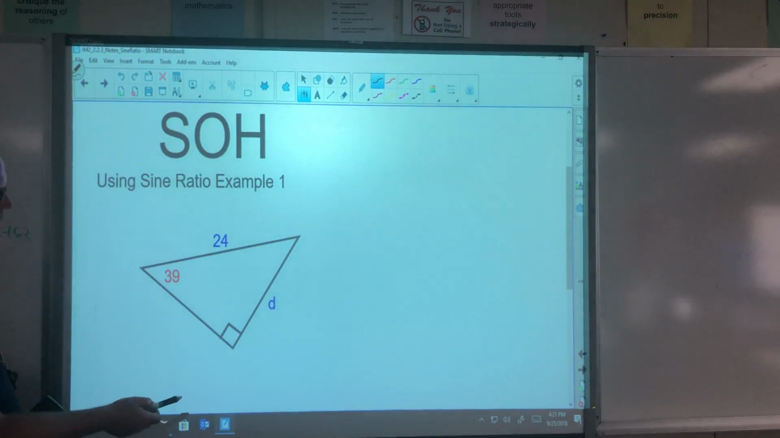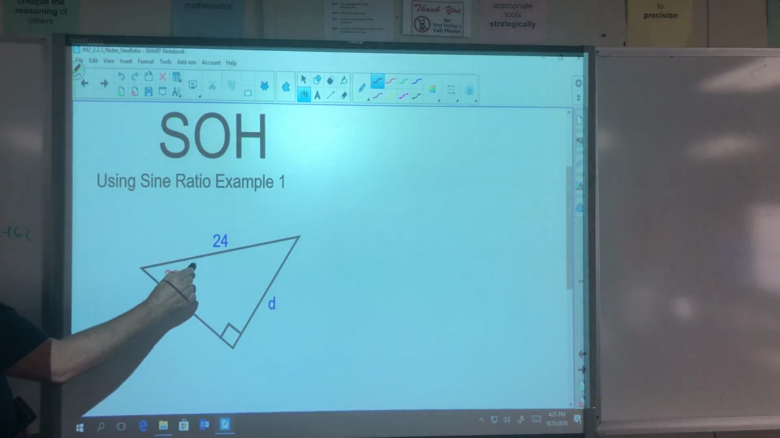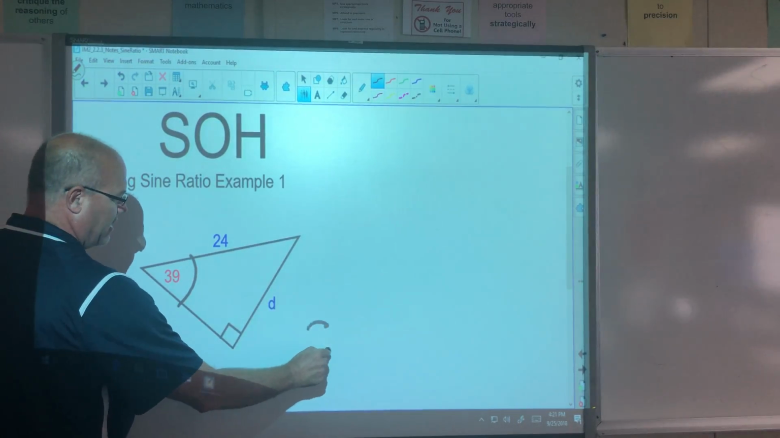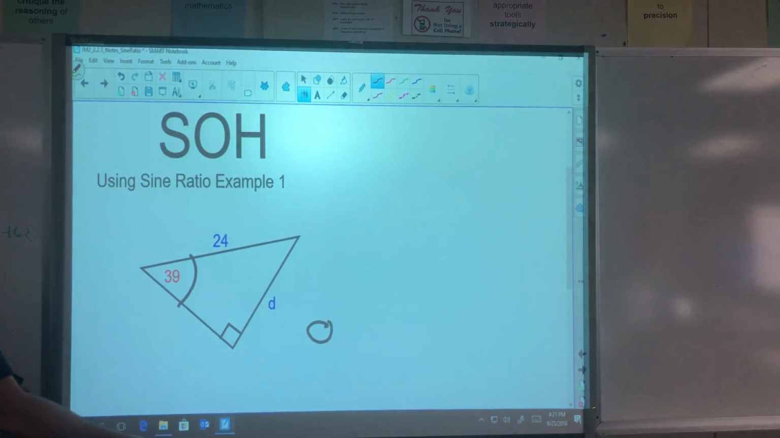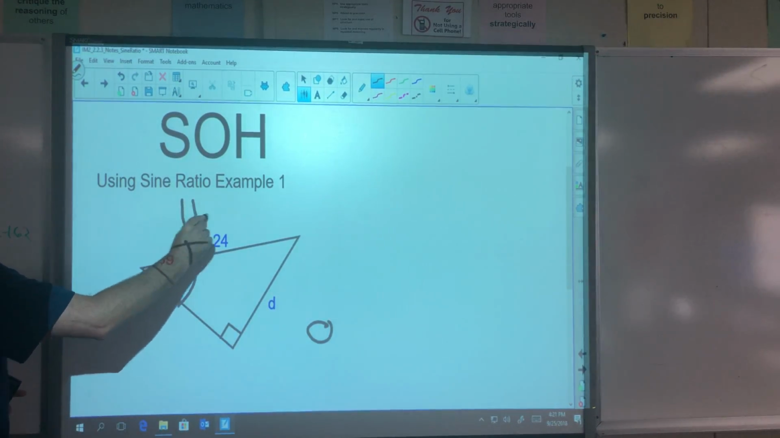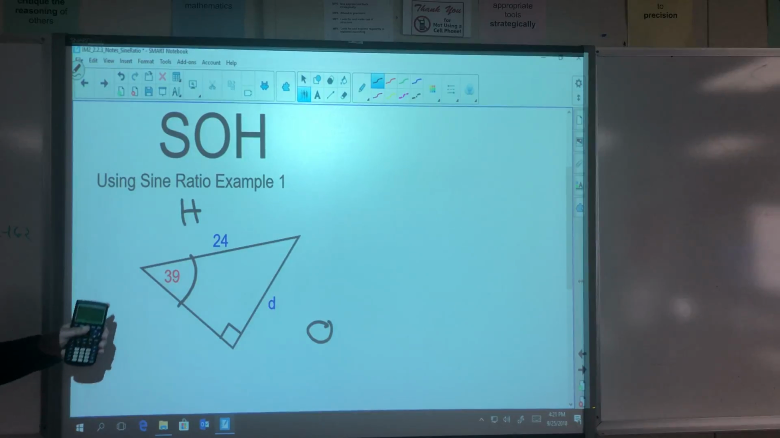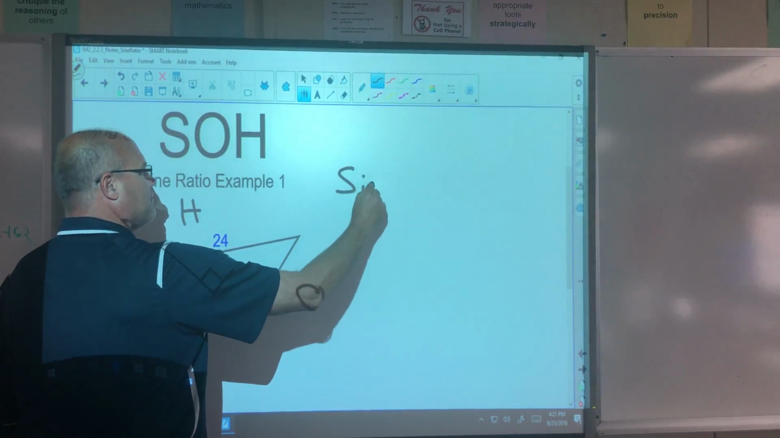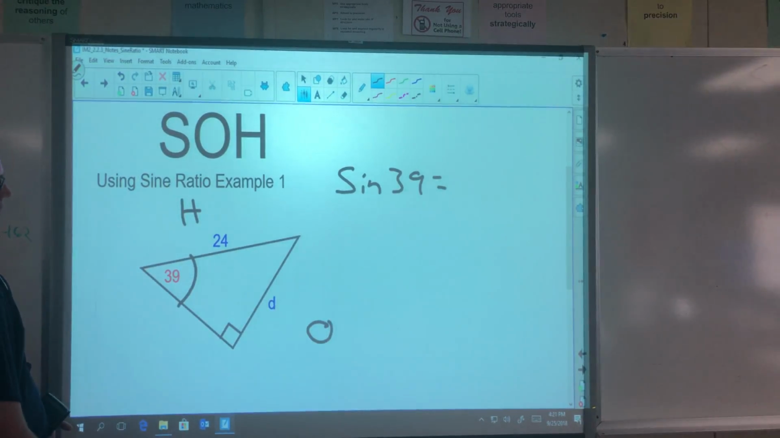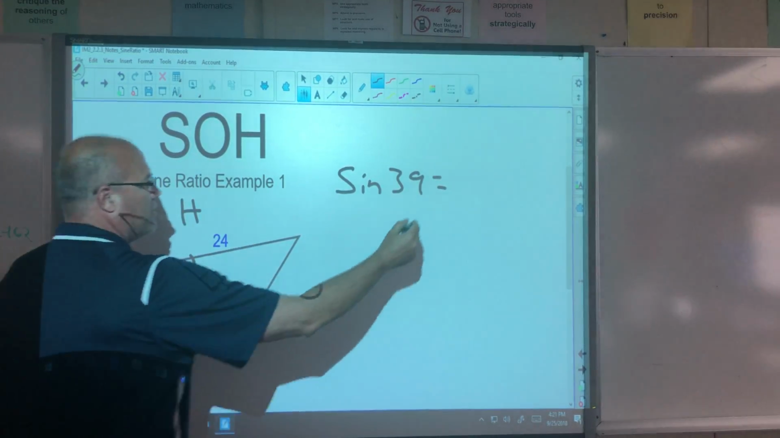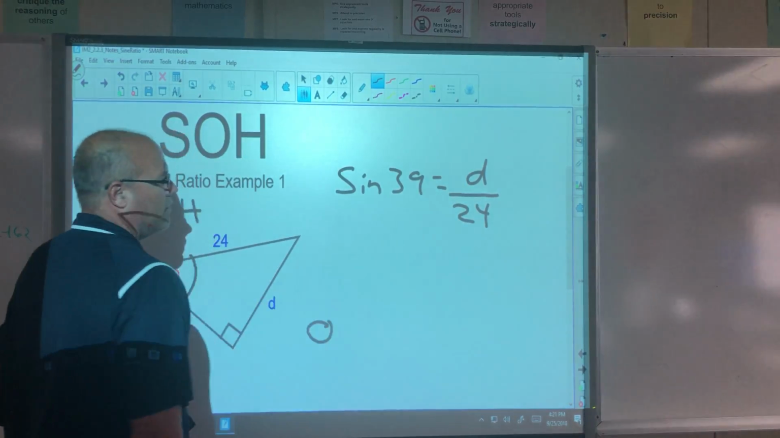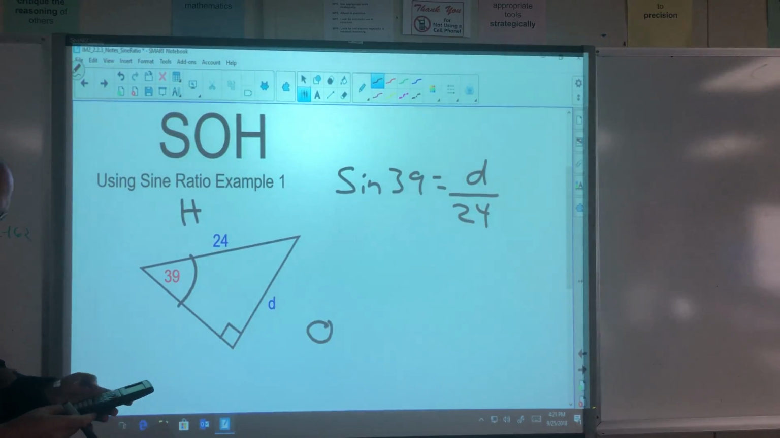Here's our example. We have a right triangle. Our angle of reference is 39 degrees. So this side here is the opposite, side D, and we know the hypotenuse is opposite the right angle, so this is the hypotenuse. So we're going to say the sine of 39 degrees equals opposite over hypotenuse, so D over 24. So then we can figure out the sine of 39.